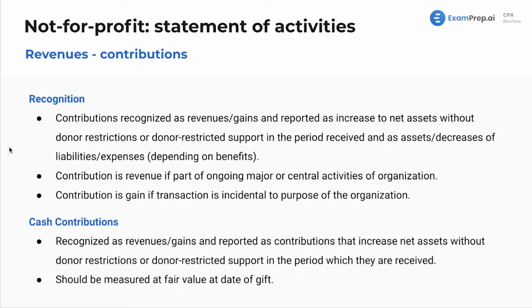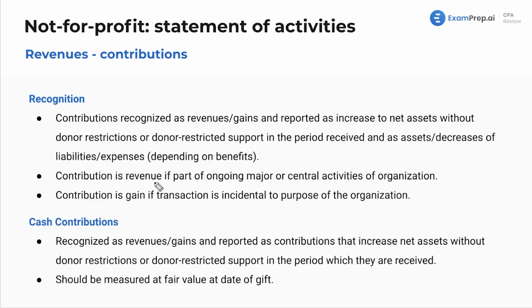Recognition of these. Contributions are recognized as revenues or gains and reported as increases to net assets without donor restrictions or donor restricted support, depending on the situation, right, as we've seen, and as assets or decreases of liabilities, depending on the benefits. Maybe you are given a contribution that reduces your bills each year, right? Maybe you are given credit toward a utility plant. Like there are just so many different contributions you can give to a not-for-profit.